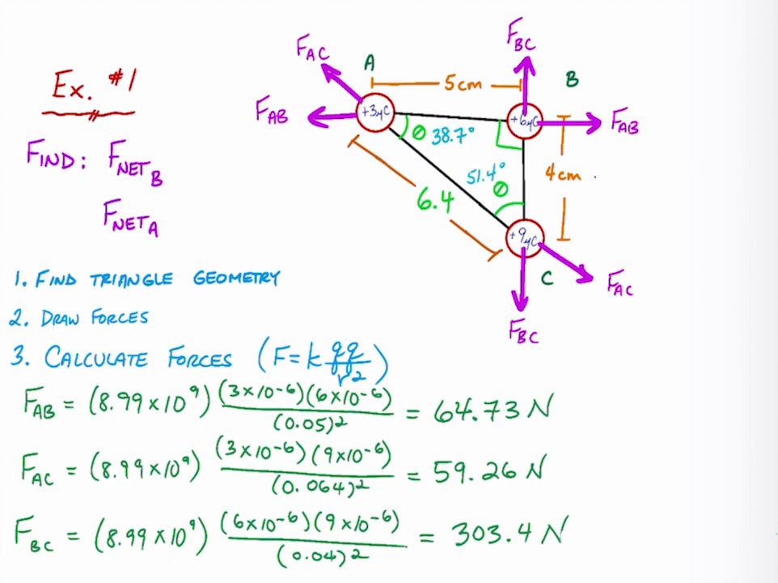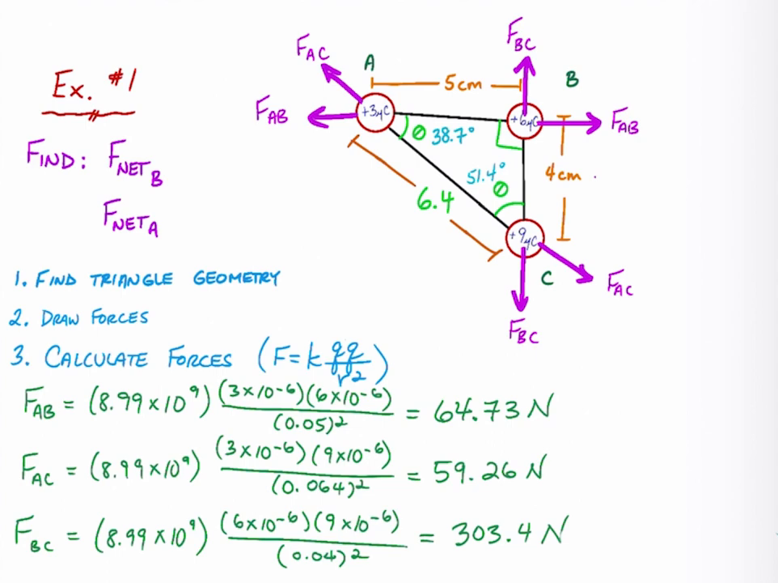If you look through, you'll see all I did was swap out the charges as well as whatever the distance between them is. So in the second one, I used 0.064 on the bottom because those two charges, A and C, are located 6.4 centimeters apart. And in the final one, obviously 4 centimeters, so 0.04. And then the charges up top, I just changed whether it was the 3 and the 6 microcoulombs, the 3 and the 9, or the 6 and the 9, depending on the pairing. So if you plug those in, you should get these values.